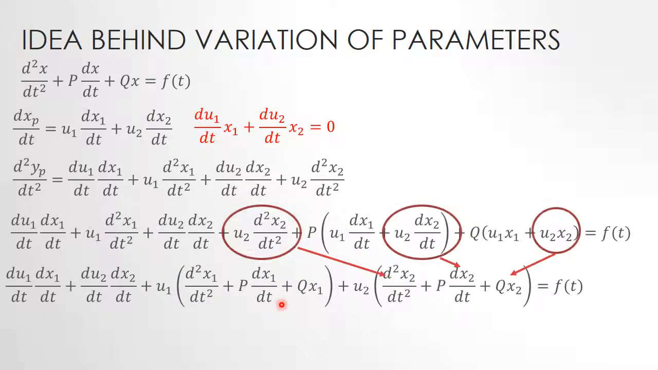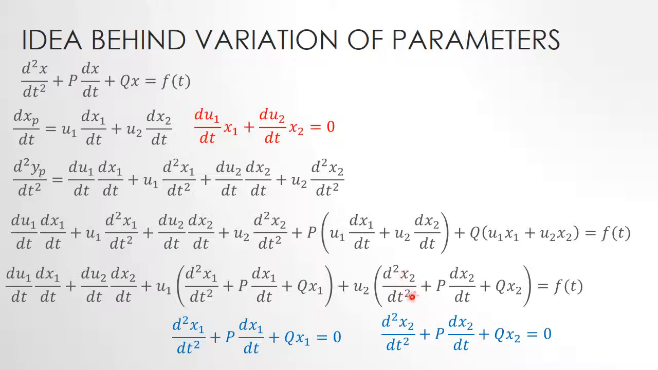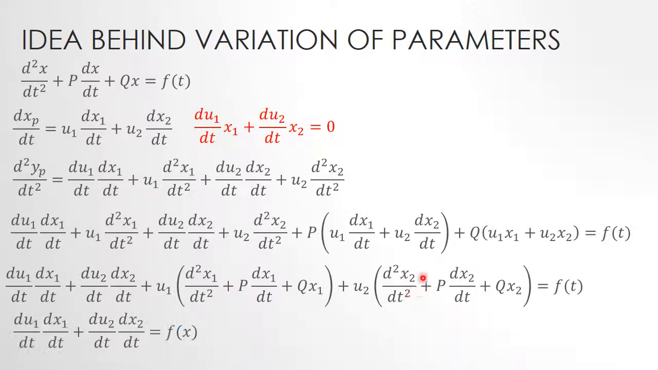And then terms that just have u2s in them right here, and I can factor out the u2s and I get this. Alright, so now that I have it in this order, this is the homogeneous differential equation, so that has to equal 0. And this is also the homogeneous differential equation, so that has to equal 0, for this is the solution x2 and it's the solution x1. So this equals 0 and this equals 0, and so I'm left with this.